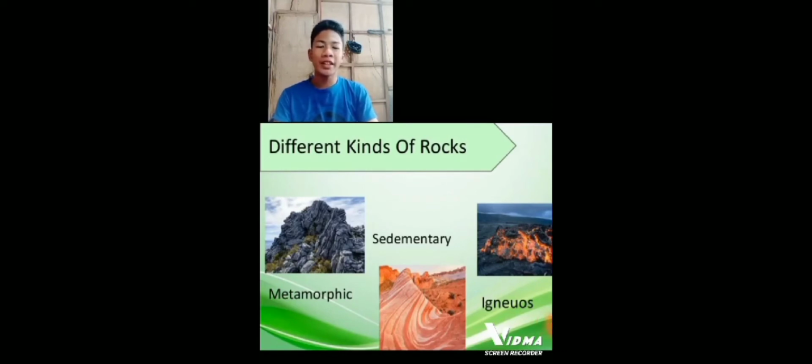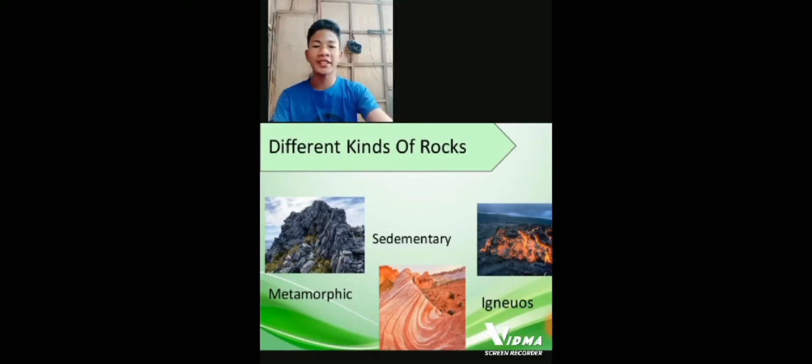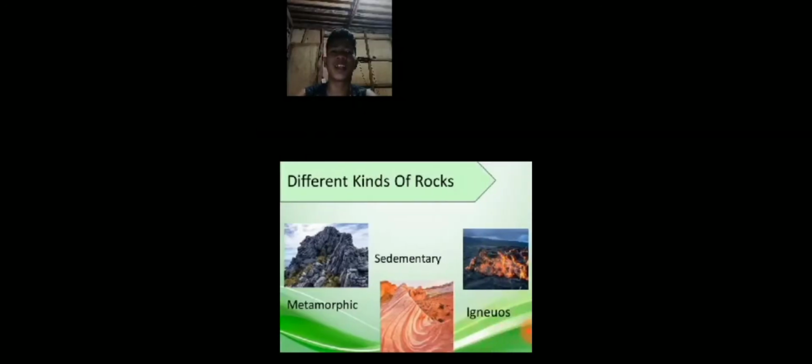I will explain what are examples of materials of the Earth. What is an example of materials of the Earth? One example of materials of the Earth is rock. There are different kinds of rocks: sedimentary rocks, metamorphic rocks, and igneous rocks.